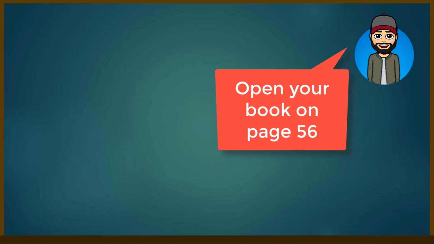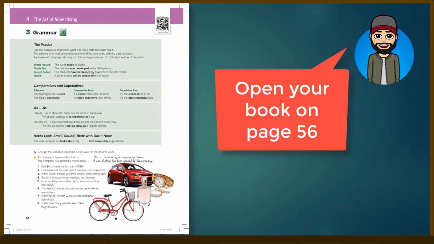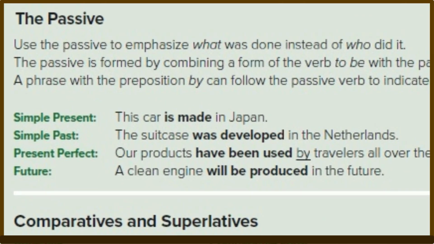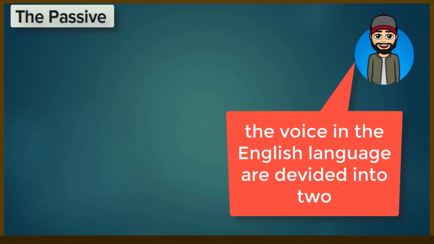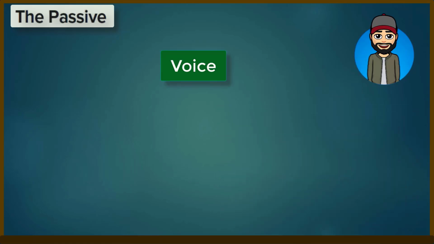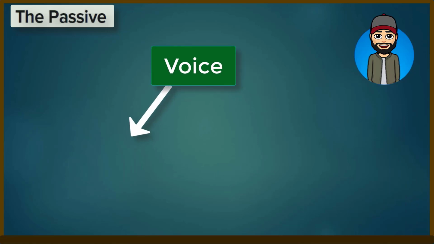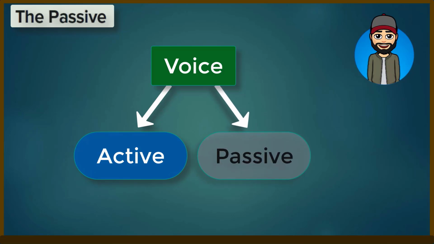Open your book on page 56. The voice in the English language is divided into two. كلمة voice هنا تعني استهداف. فالاستهداف في اللغة الإنجليزية ينقسم إلى قسمان. Active voice المبني للمعلوم. Passive voice المبني للمجهول.